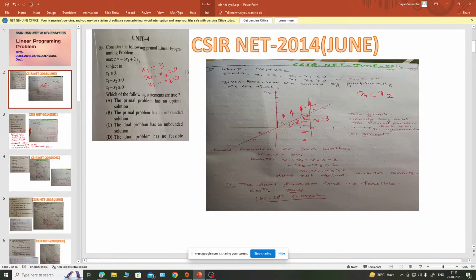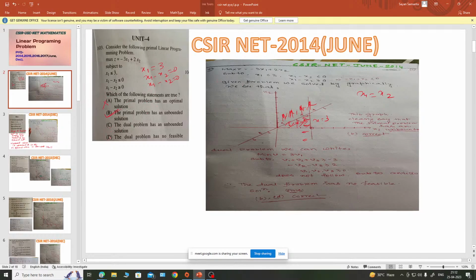Okay. So this graph clearly says that the primal problem has an unbounded solution, because here we see that x1 less equals to 3 and x1 minus x2 less equals to 0 is bounded, but x1 minus x2 greater equals to 0 is unbounded. So the problem is unbounded. So the primal problem does not have an optimal solution. First option is discussed. The primal problem has unbounded solution, this is okay. Now the dual problem.